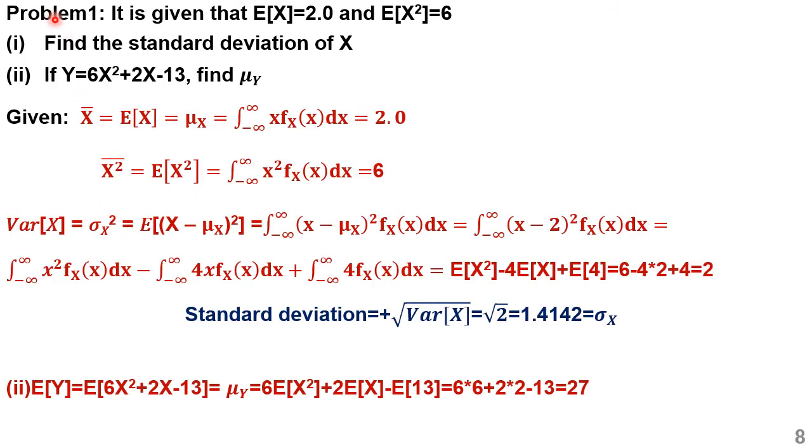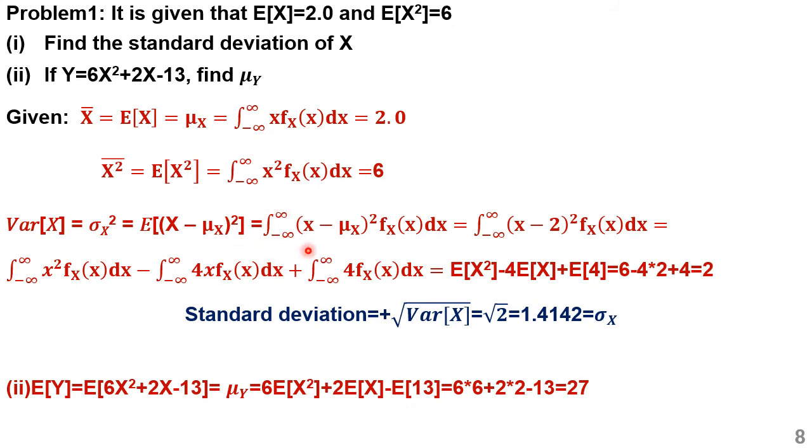Let us try to solve some problems. First problem, it is given that E of x equal to 2, that is mean of x is equal to 2, and E of x square is equal to 6, that is mean of x square is equal to 6. We need to find the standard deviation of x. If y is equal to 6x square plus 2x minus 13, we need to find mu y, that is the mean of y. Given x bar, that is mu x, equal to 2, x square bar is given as 6. We need to find the variance of x, that is standard deviation whole square, which is E of x minus mu x whole square.